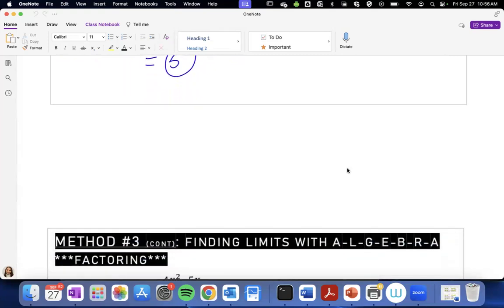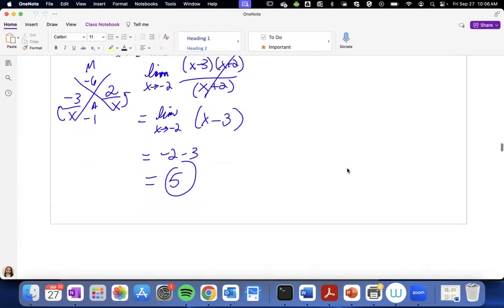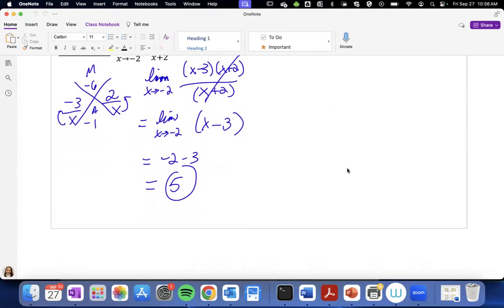Here's the thing, I'm glad you asked. From here to here, I am now substituting in -2 as x approaches -2. Because I can plug it in and evaluate, when I plug it in, the limit goes away because I am now finding the limit. Great question.